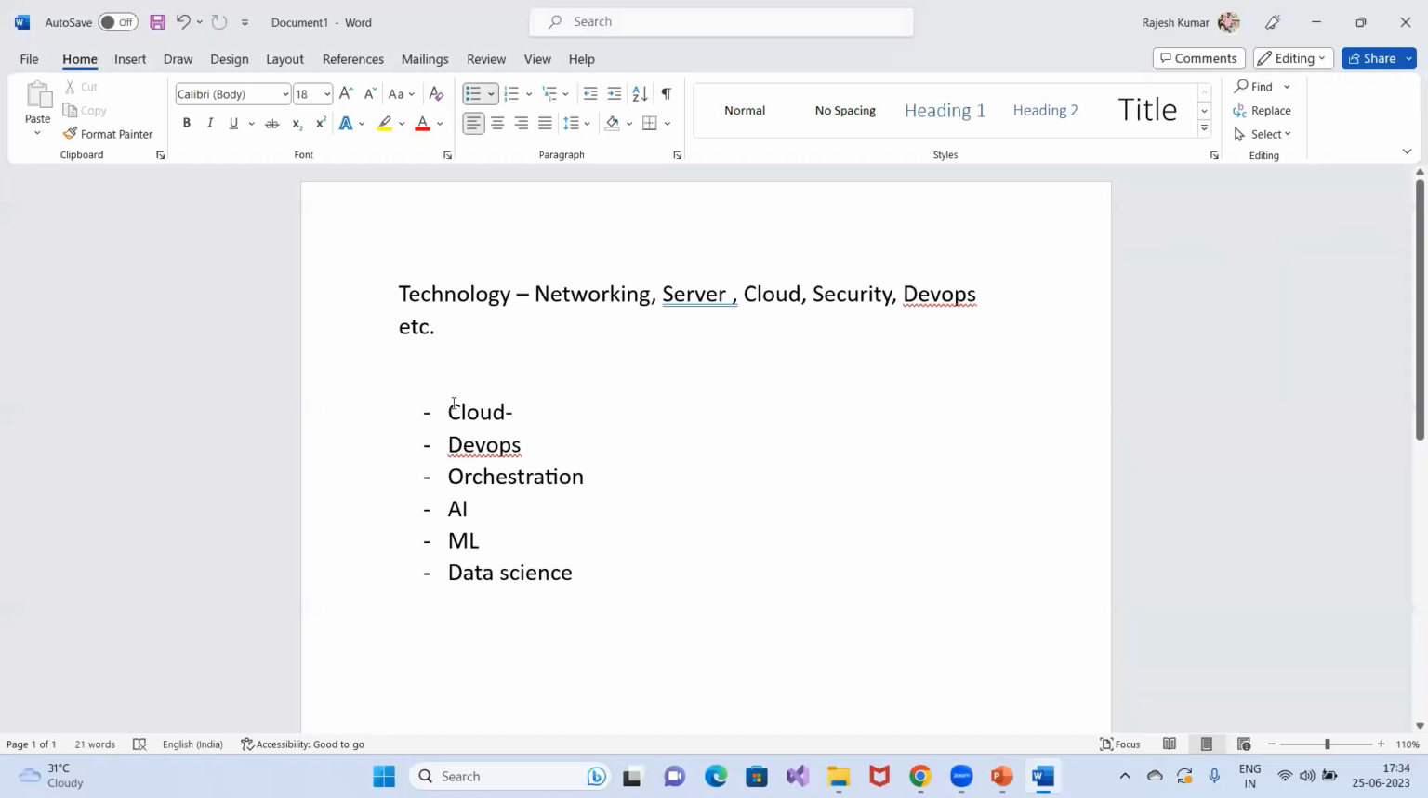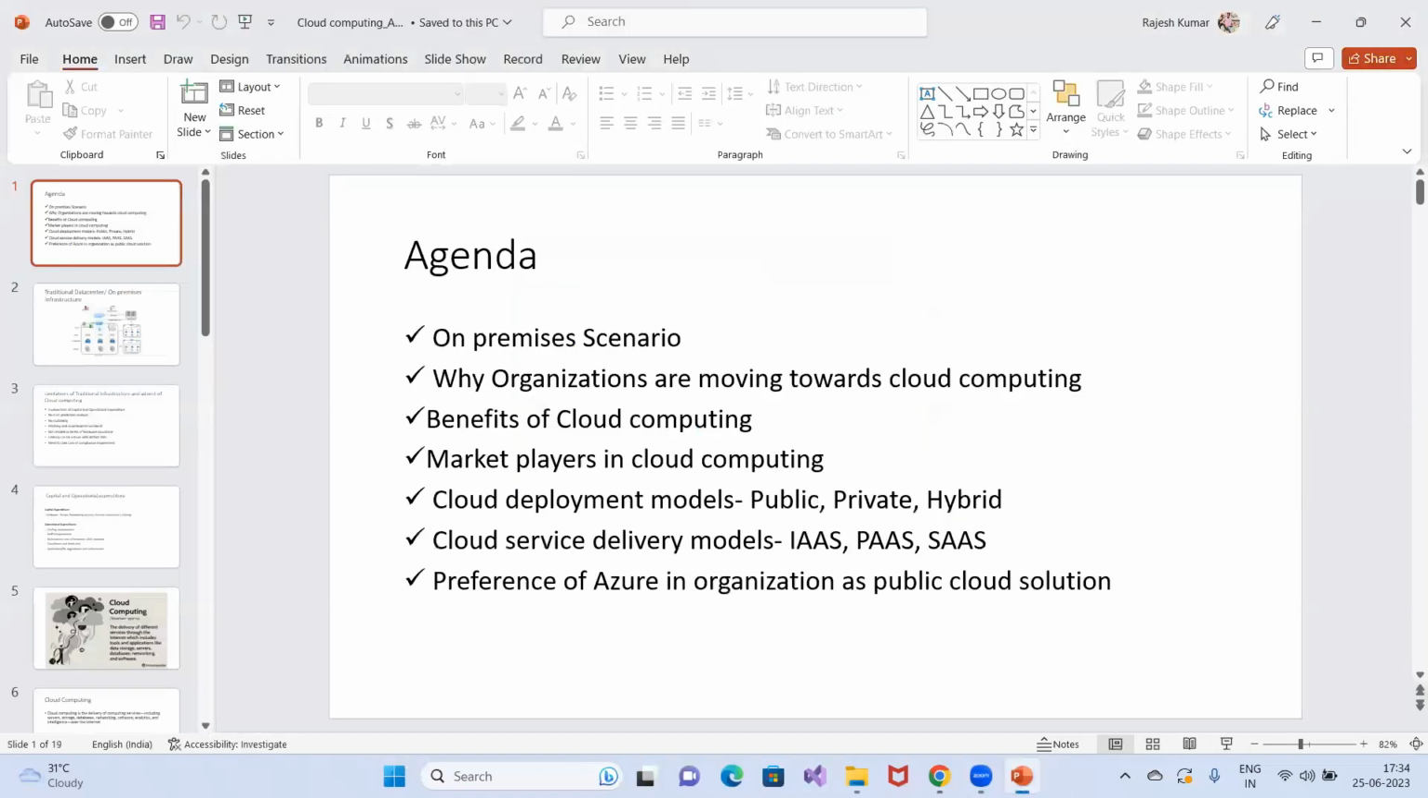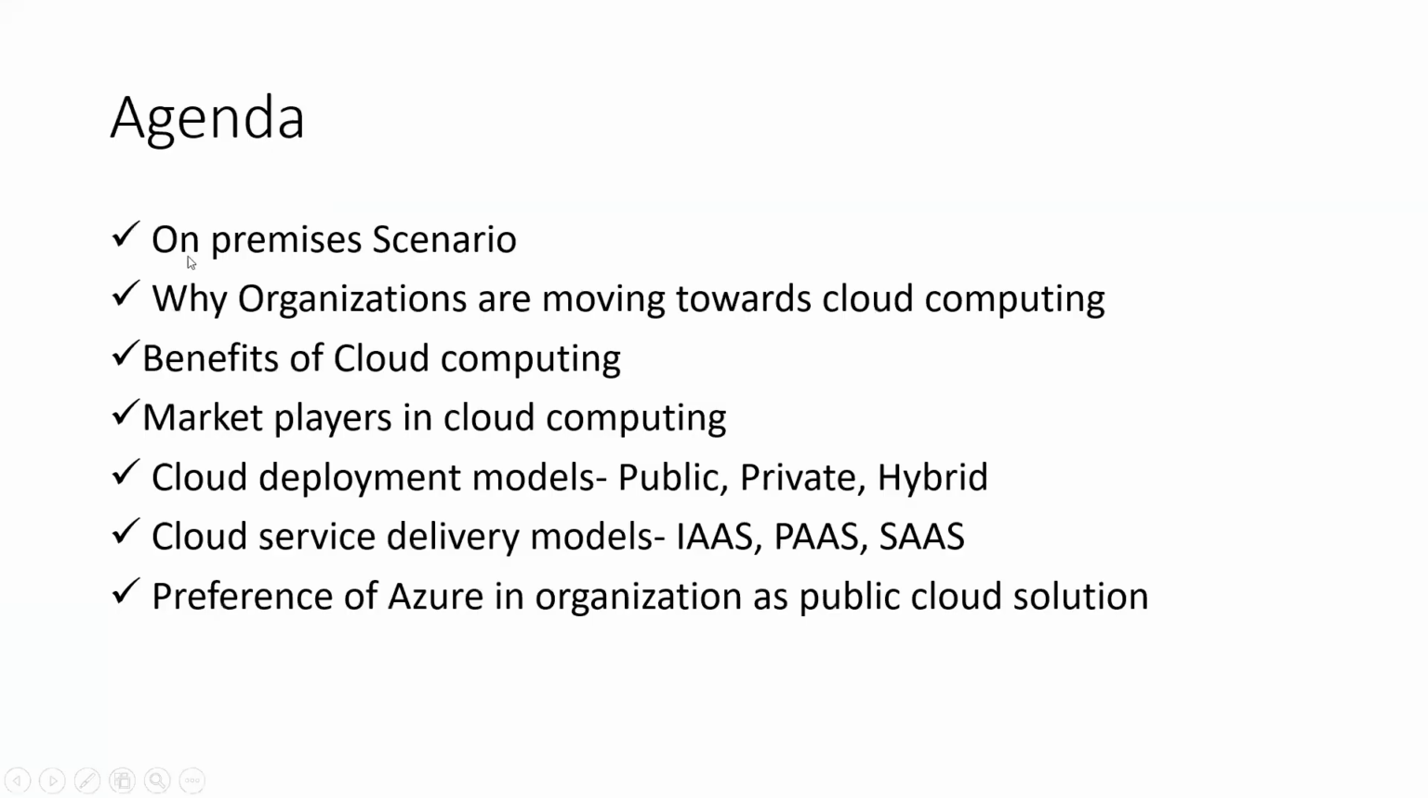So let's start with our cloud computing now. Let's see how we can start a career in cloud. Why cloud? Why cloud computing? Why is everyone crazy about the cloud? Let's discuss it. What we are going to discuss in today's session, we will start with the on-premises scenario. We will understand what the on-premises scenario is and why every organization is moving towards cloud computing.